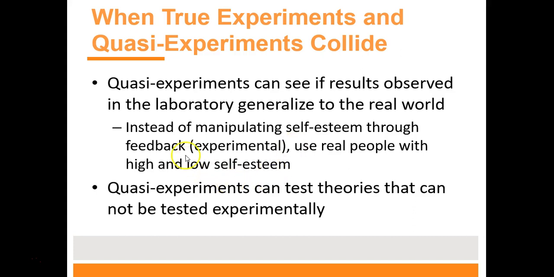So that's important. And then, as I said, quasi-experiments can test theories that can't be tested experimentally. We can't test the effects of divorce and not divorce on people's depression scores because we can't possibly manipulate that variable of marital status.